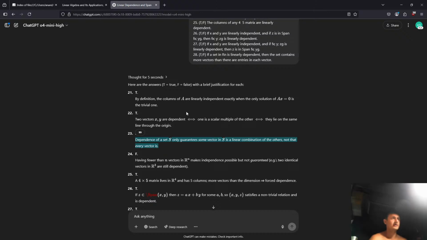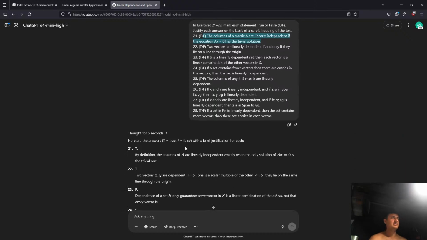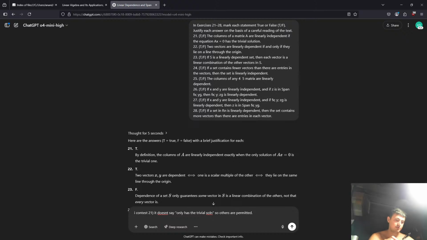Alright, so okay, wait, hold on. Let me read 21 again. The columns of matrix A are linearly independent if the equation Ax = 0 has the trivial solution. I contest 21. It doesn't say only has the trivial solution, so others are permitted. Then on 22, I got that right. That one's all good.